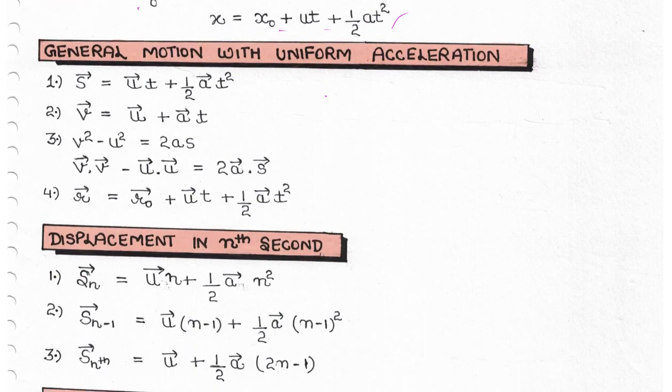For general motion with a uniform acceleration, we can write equation 1, s is equal to ut plus half at square, v is equal to u plus at, v square minus u square is equal to 2as, or v dot v minus u dot u is equal to 2a dot s, or r is equal to r0 plus ut plus half at square.